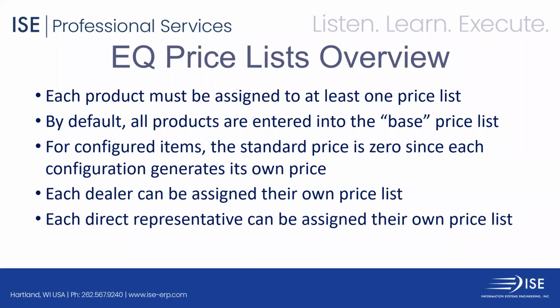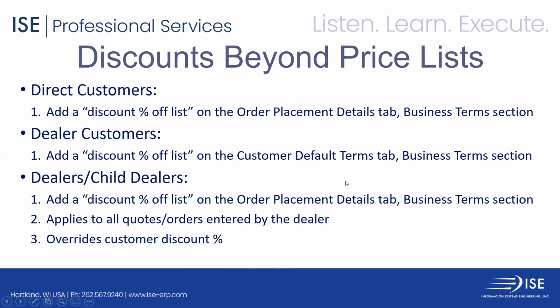Each dealer, you can have dealers set up as a dealer network, can be assigned their own price list. And if you're not using dealers, each direct sales rep can be assigned their own price list as well. Then beyond price lists, this is where you start sort of mirroring XA price books. It's not exactly apples to apples, and we do have a request for XA development to make the XA price books and the EQ pricing functionality more like apples to apples, but you can end up at the same place.